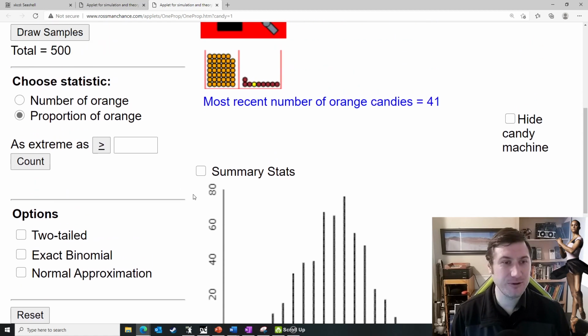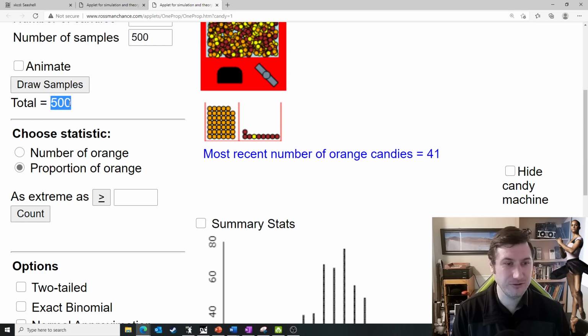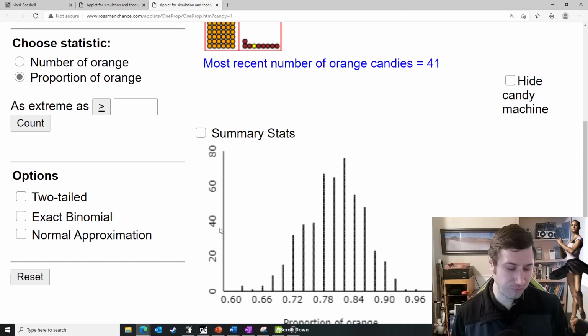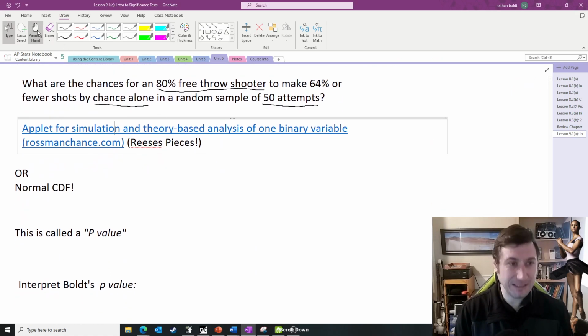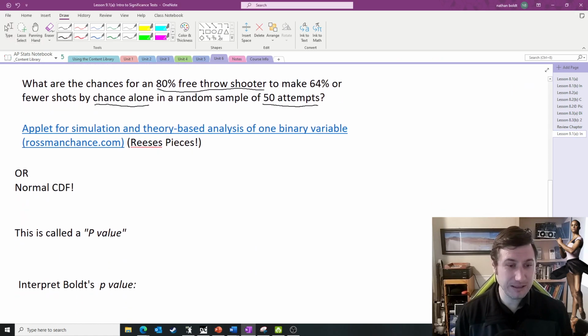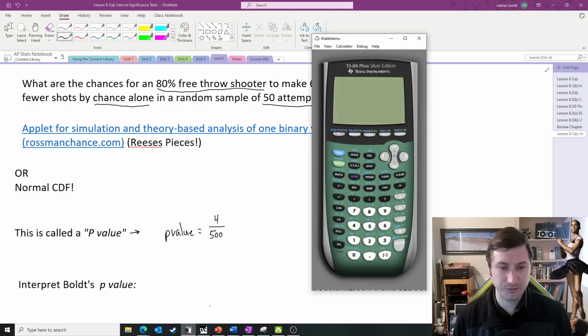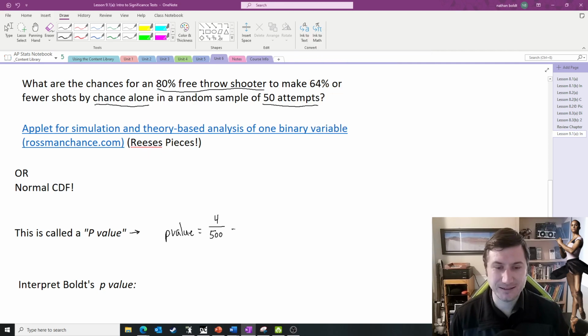4 times out of 500. Okay? 4 times out of 500. That's called the p-value. So the p-value here is equal to, from our simulation, 4 out of 500. So what is 4 out of 500? 0.008.